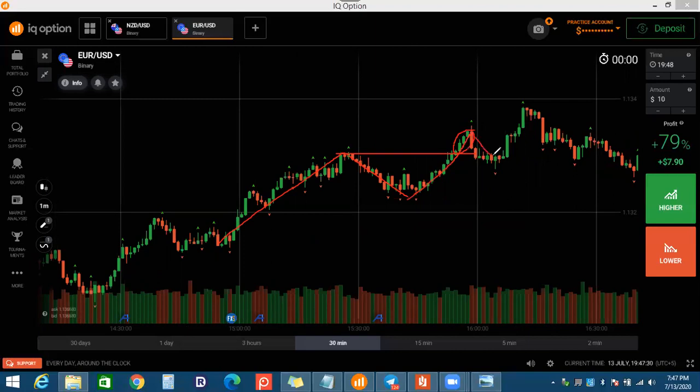Again, this corrective wave, and I see it's breaking this level. Do you see the 3 minutes? It's working. So here 3 minute is working, here 3 minute working, and here, and here, and here. 1 signal, 2 signal, 3 signal, 4 signal, 5 signal. So 5 signals are winning signals.